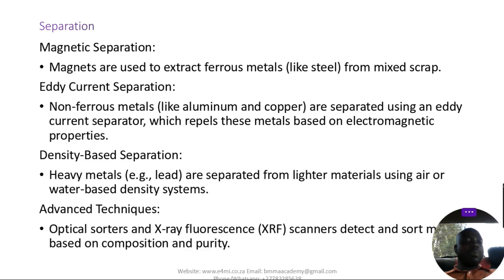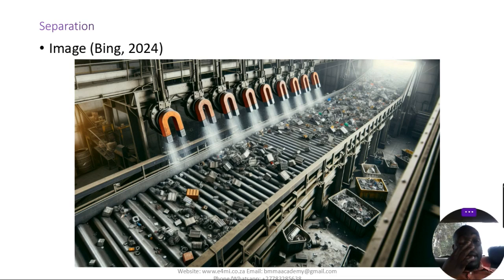So we can also use density-based separation, where heavy metals like lead are separated from lighter materials like aluminium using air or water-based density systems. There are also some advanced techniques like optical sorters and X-ray fluorescence scanners that can detect and sort metals based on composition and purity. Whatever you have, it's best that you learn how to use it now before you start operating this business. So this is just an example of what we're talking about.